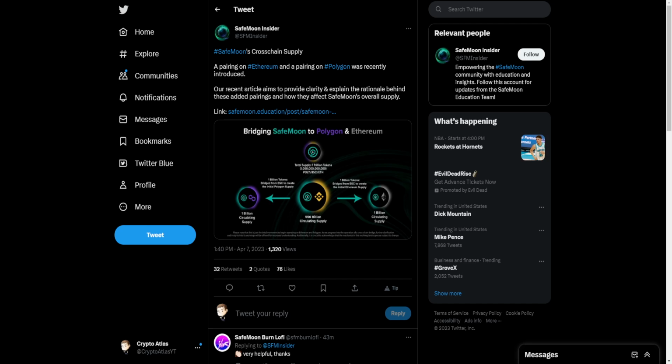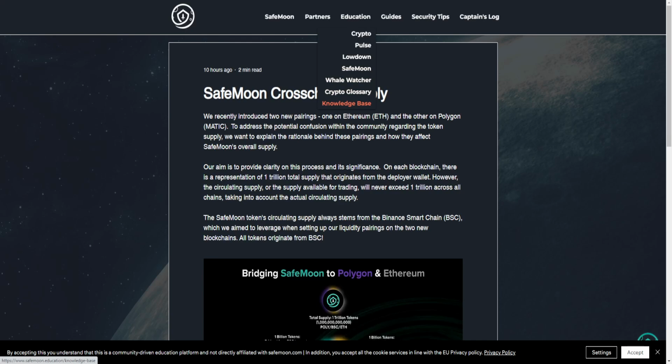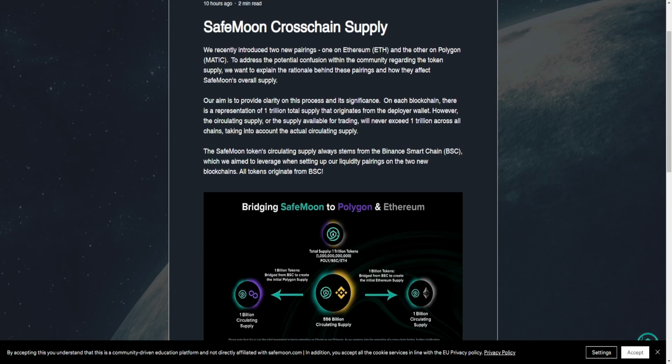And then from SafeMoon Insider, they say SafeMoon's cross-chain supply, a pairing on Ethereum and a pairing on Polygon, was recently introduced. Our recent article aims to provide clarity and explain the rationale behind these added pairings and how they affect SafeMoon's overall supply. They then provide a link over to the education page, which I'm going to go ahead and read to you guys right now.